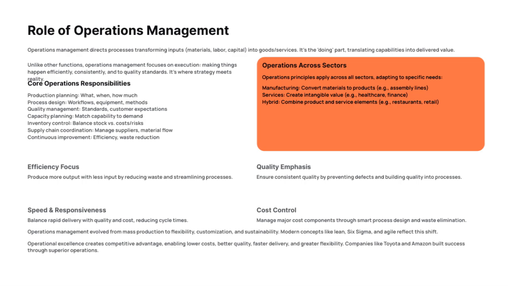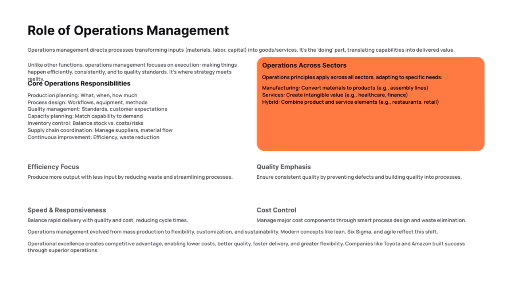Quality management ensures we meet standards and customer expectations. Capacity planning helps us match our capabilities to demand, avoiding under- or overutilization. Inventory control balances stock levels against costs and risks, and supply chain coordination manages our suppliers and material flow. Finally, continuous improvement focuses on increasing efficiency and reducing waste over time.